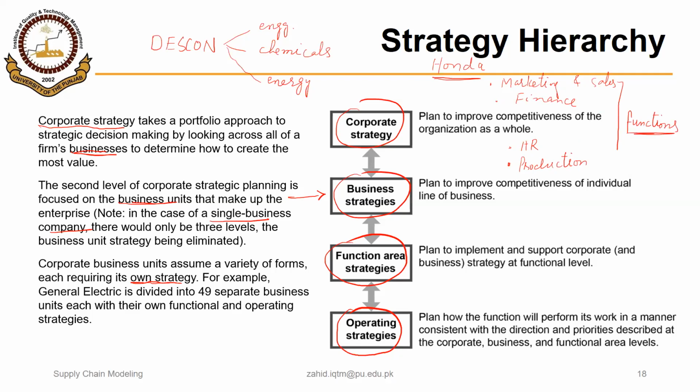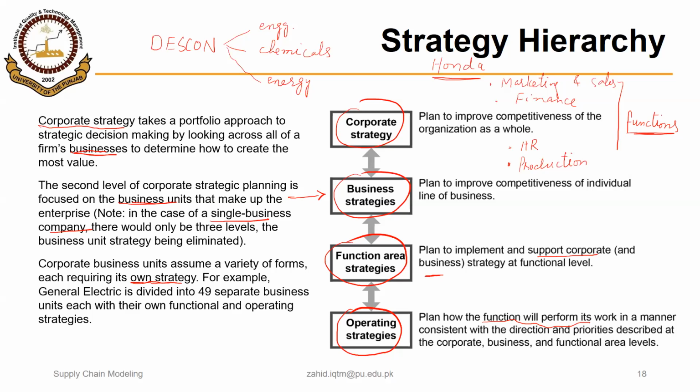For each of the major functions, there is a functional strategy, and that functional strategy supports the corporate and business strategy. And then there are operation strategies that plan how the function will perform its work in a manner consistent with the direction and priorities described at the corporate, business, and functional area levels. So how activities will be performed under each function is defined in operation strategy. So these are the four levels of strategies.